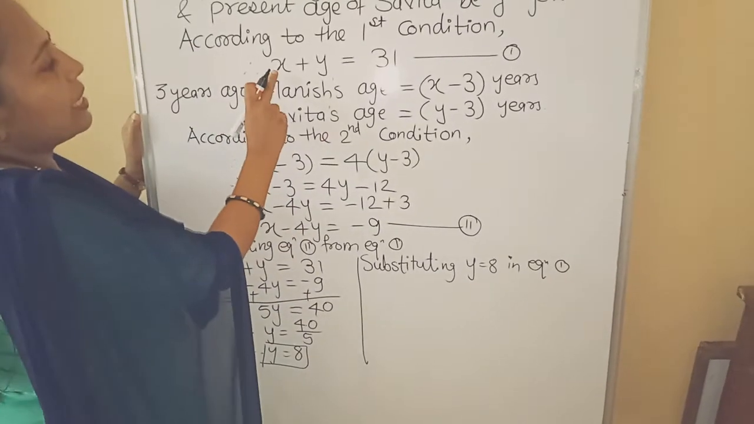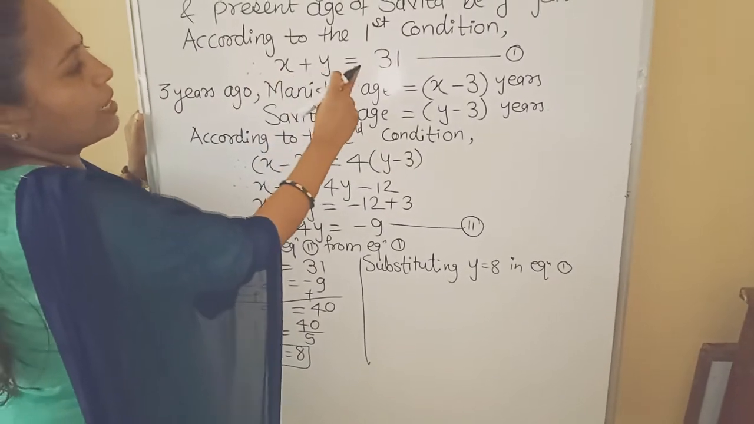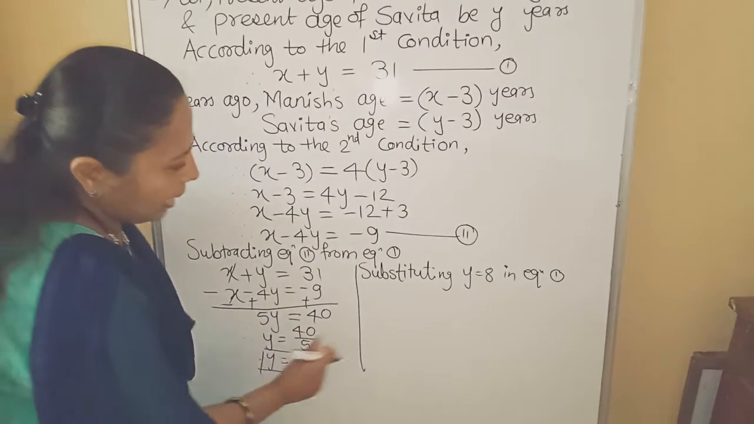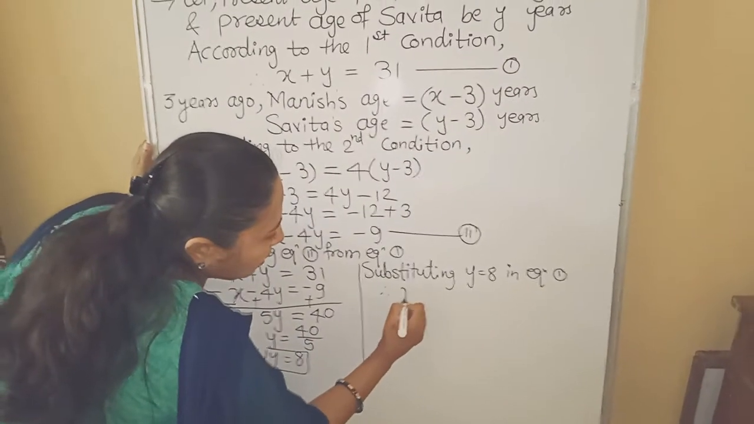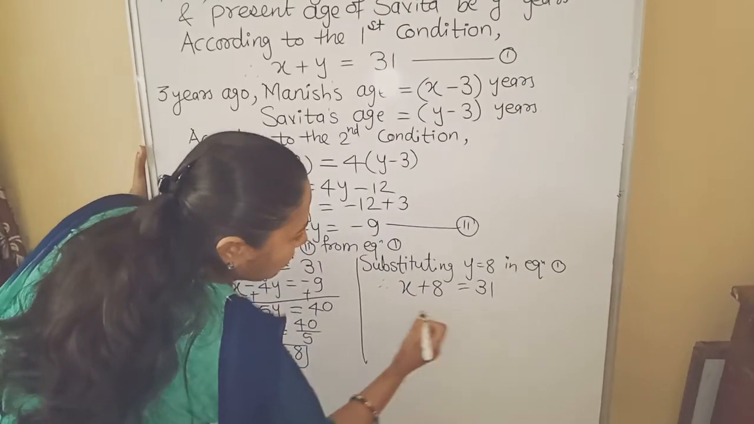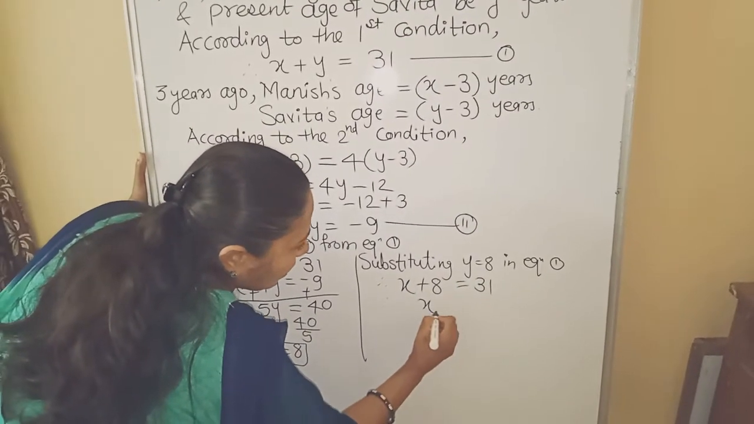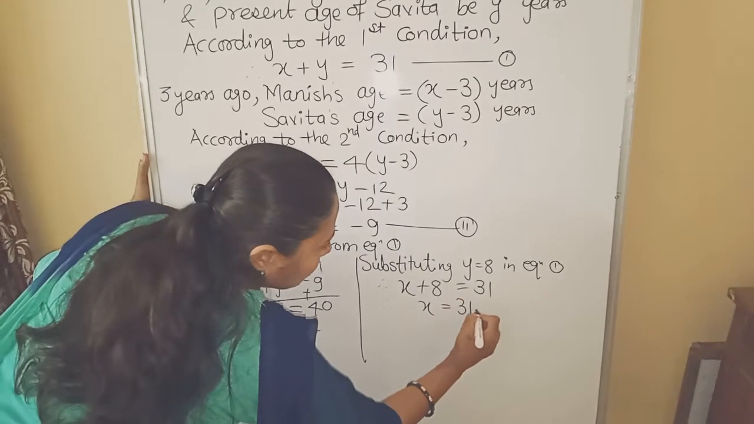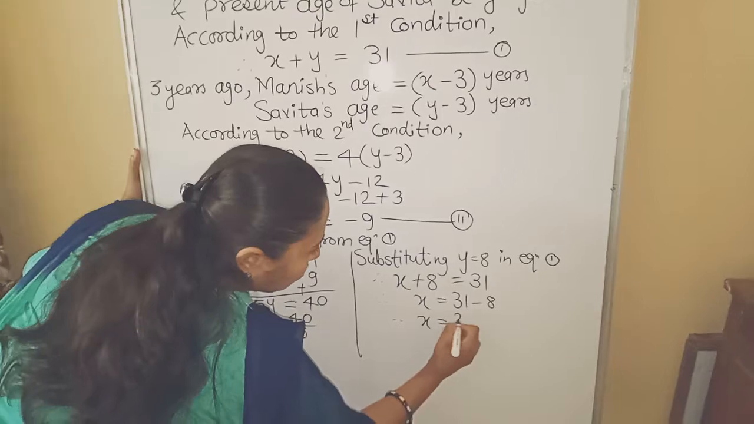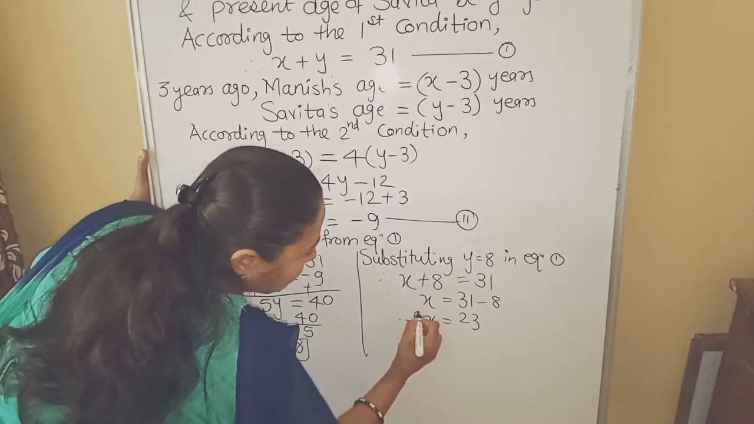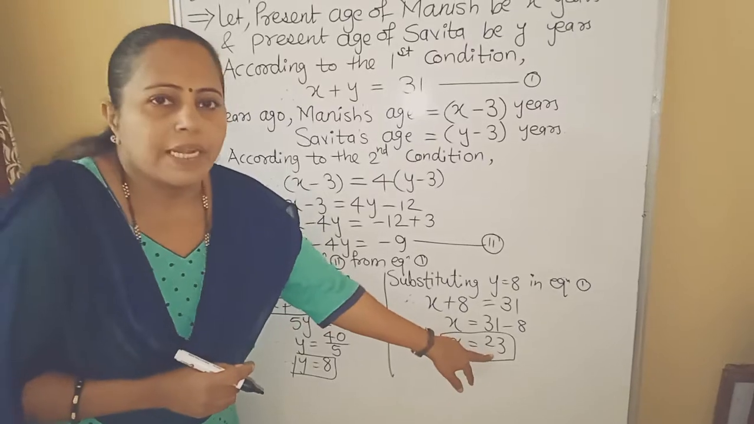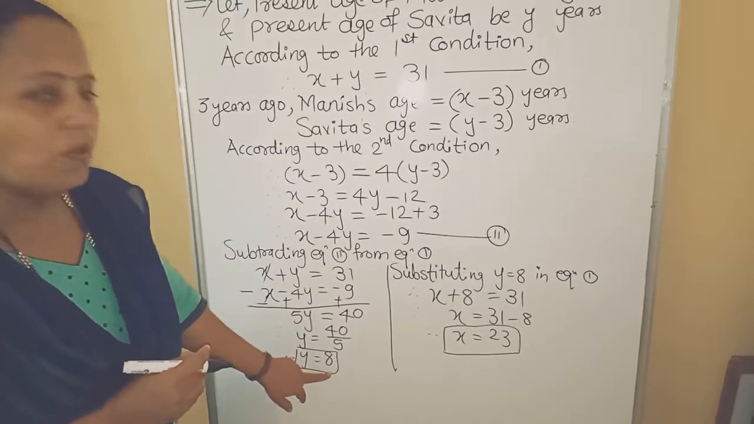First equation is x plus y equal to 31 and y is equal to 8. So here we will get x plus 8 is equal to 31. Therefore, x is equal to 31 minus 8, x is equal to 23. So we got x equal to 23 and y equal to 8.